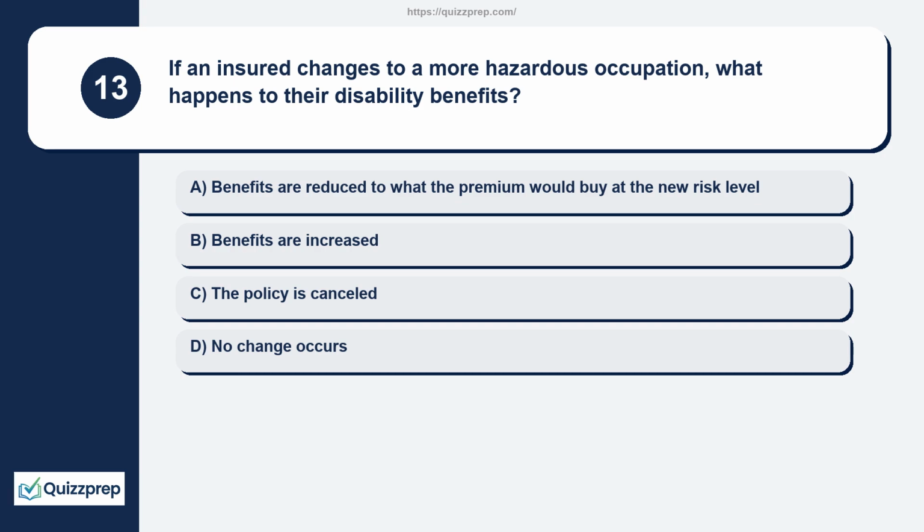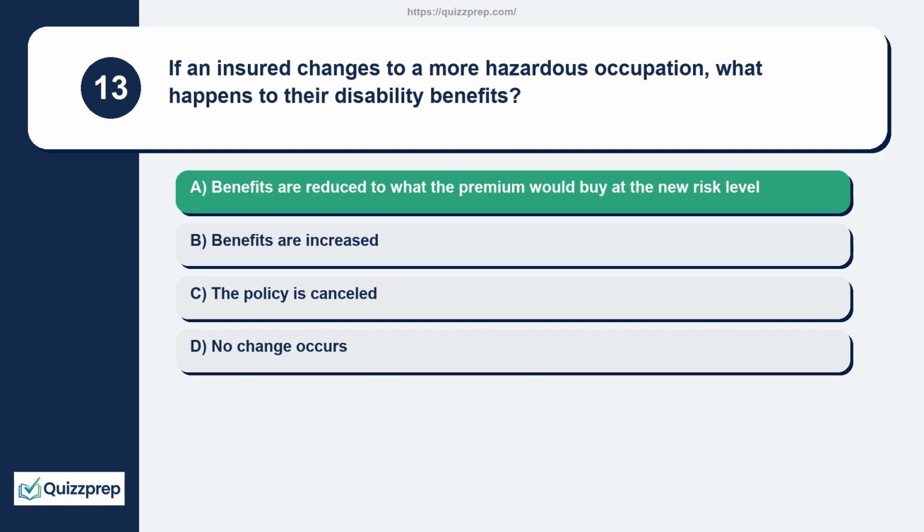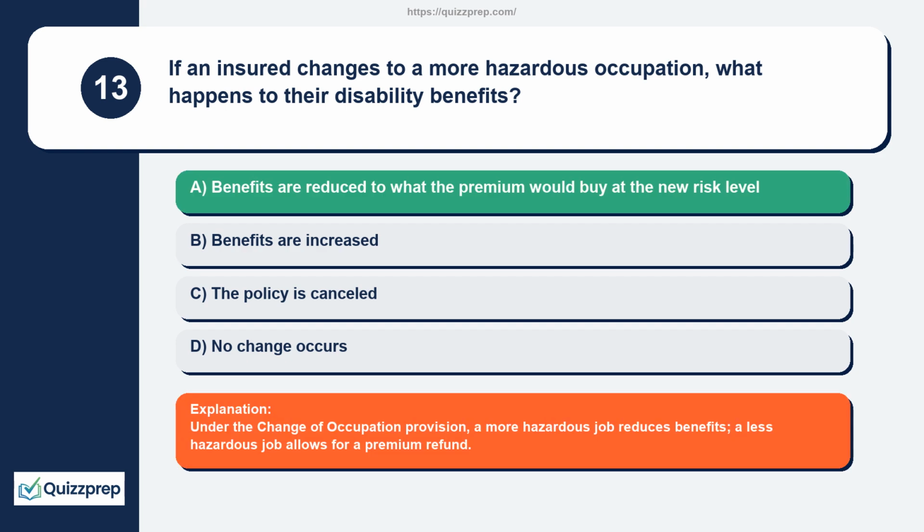Question 13. If an insured changes to a more hazardous occupation, what happens to their disability benefits? Benefits are reduced to what the premium would buy at the new risk level. Benefits are increased. The policy is cancelled. No change occurs. Under the change of occupation provision, a more hazardous job reduces benefits, a less hazardous job allows for a premium refund.